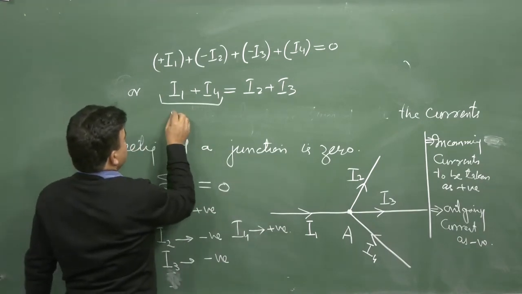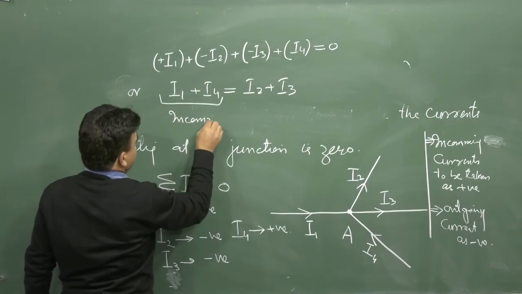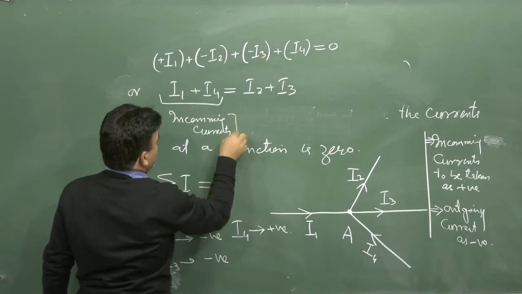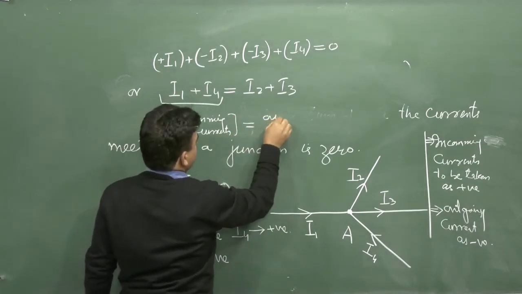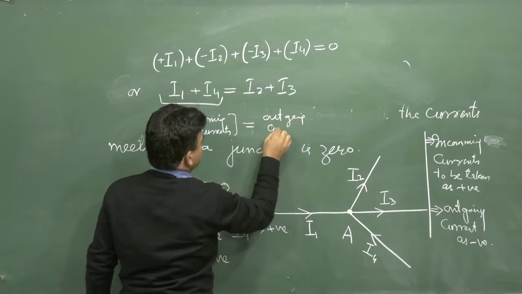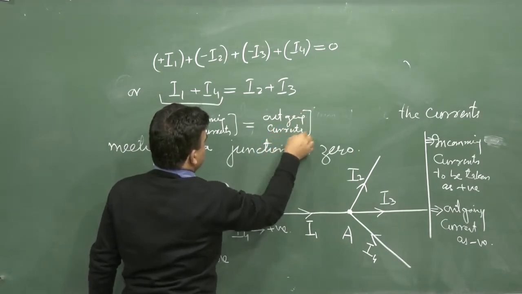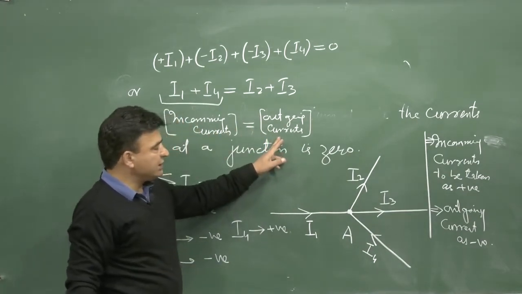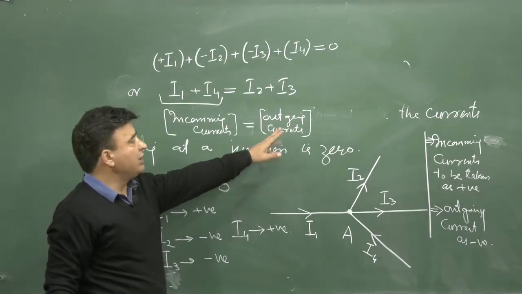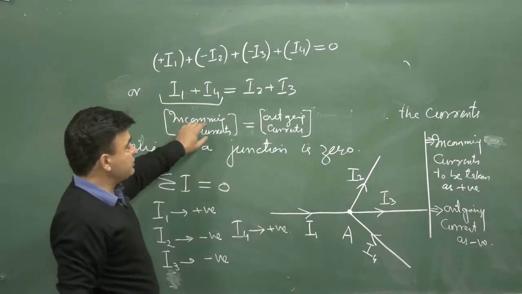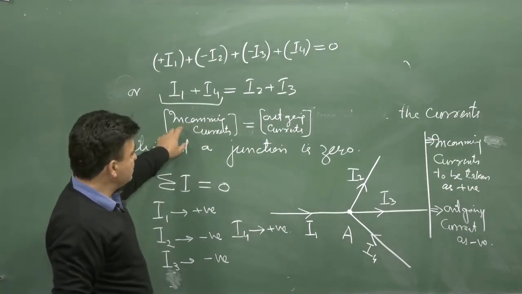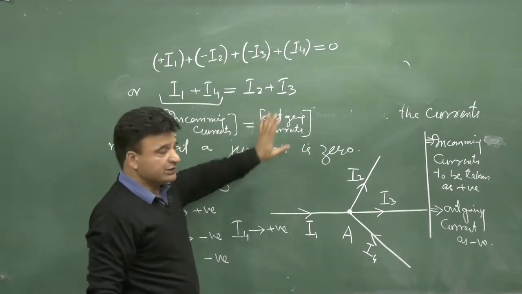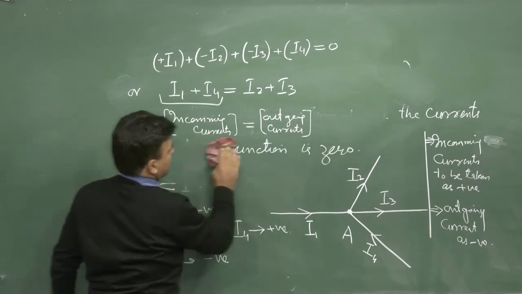Here, I can say incoming currents is equal to outgoing currents. That is, at a junction, the sum of all the incoming currents is equal to the outgoing currents. In other words, we can say the first law, Kirchhoff's current law, like this also, that algebraic sum of incoming currents is equal to the algebraic sum of outgoing currents. This is what the first law is.